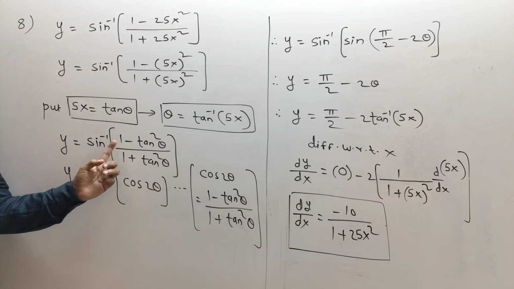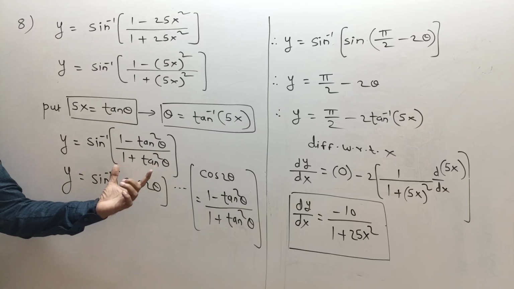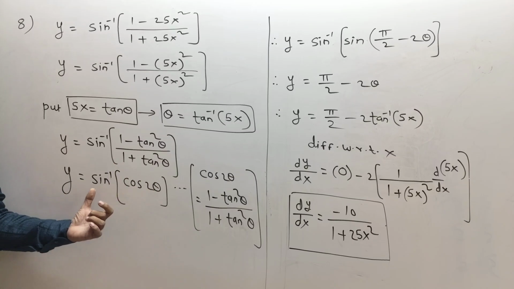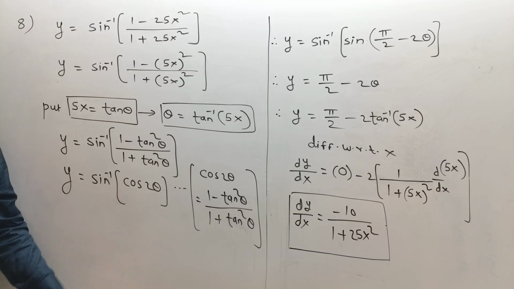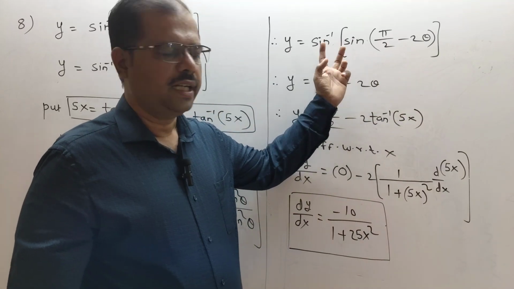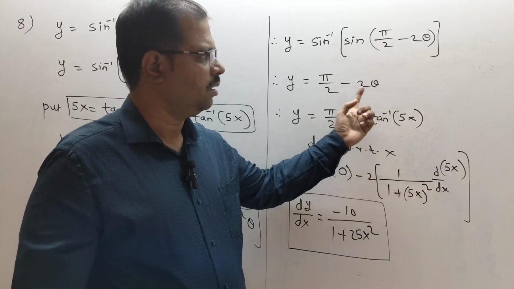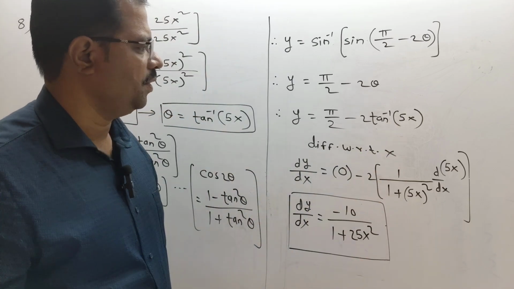Therefore, y is equal to sine inverse of (1 minus tan square theta upon 1 plus tan square theta), which is the formula of cos 2 theta. Sine inverse cos is not cancelled. Therefore, we convert cos in terms of sine as sine of (pi by 2 minus 2 theta). Sine inverse sine gets cancelled: pi by 2 minus 2 theta. Minus 2 into what is theta? Theta is tan inverse of 5x.